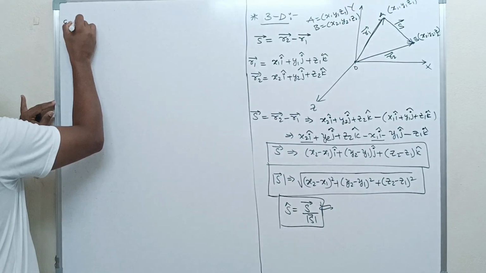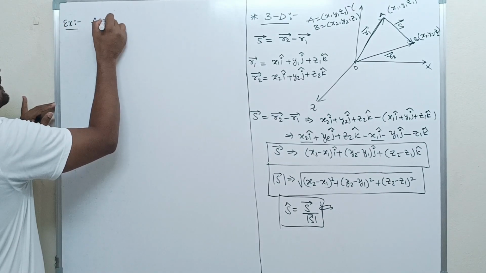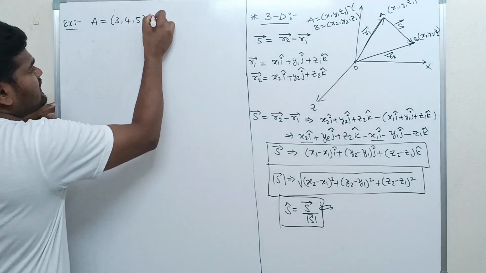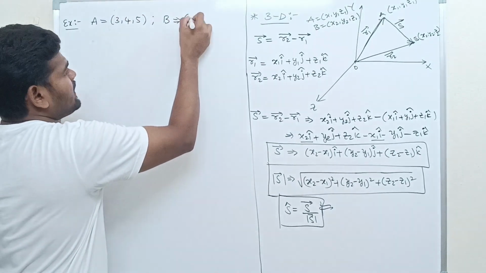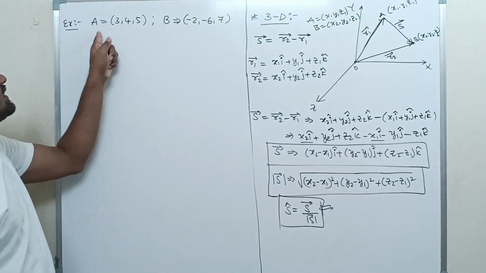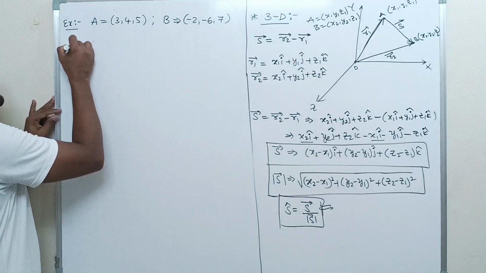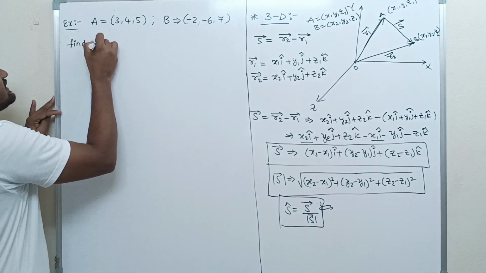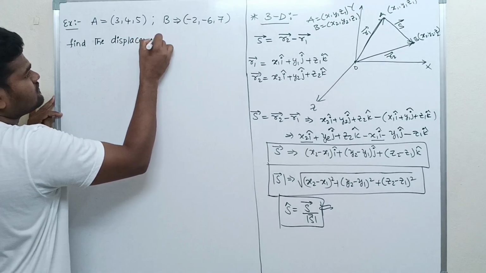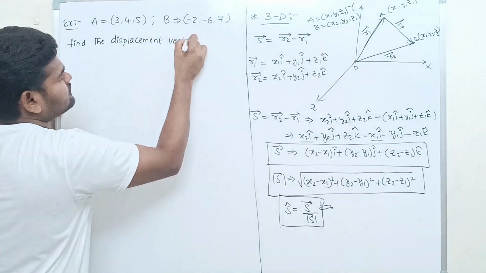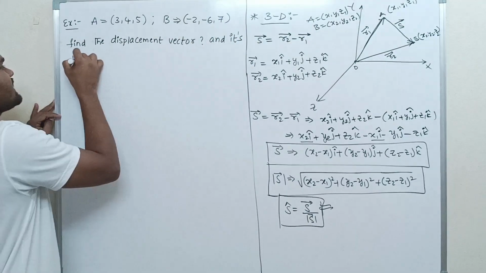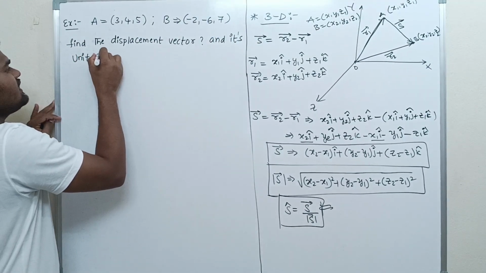Example problem. The coordinates of two points are given. Let us say point A is equal to (3, 4, 5) and point B is equal to (-2, -6, 7). So two points are given, right? Find the displacement vector and find its unit vector.